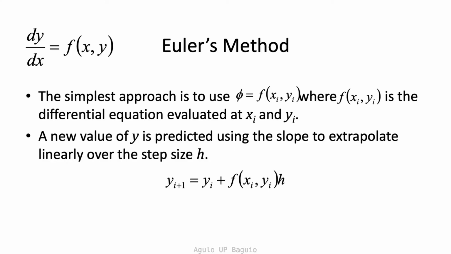In this method, we first set f of x sub i, y sub i to phi, where the function f is the differential equation evaluated at x sub i and y sub i. The parameter phi is used as a slope and substituted into the equation y sub i+1 equals y sub i plus f of x sub i, y sub i times h in order to determine the next value of y.